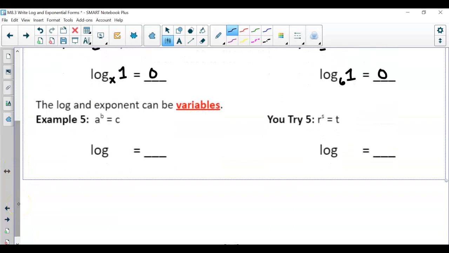Then you can do the same thing when we have variables. So again, log base, well, the base is a. So log base a of c is equal to the exponent, which is b. So again, pause the video here or try this. You try on your own. And here you've got base of r, so log base r of t is equal to the exponent, which was s.